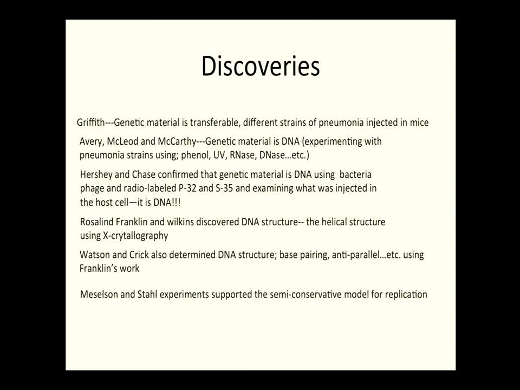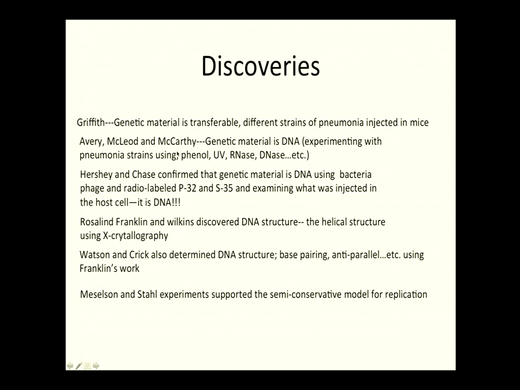So the last part of my presentation is about the discoveries that were made in the genome field, in genetics and molecular biology, and I'm going to start with Griffith, who demonstrated that genetic material is transferable, right? And he did that with the different strains of pneumonia, injecting mice with different strains, the smooth versus rough strain, and heat killing it, and then seeing if the mice would survive or not. So this was the conclusion of his experiment.